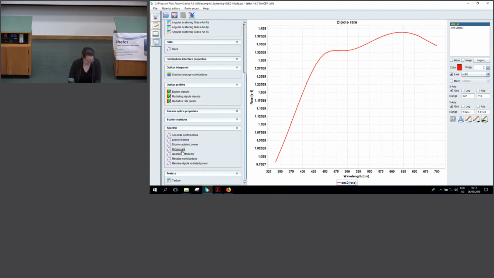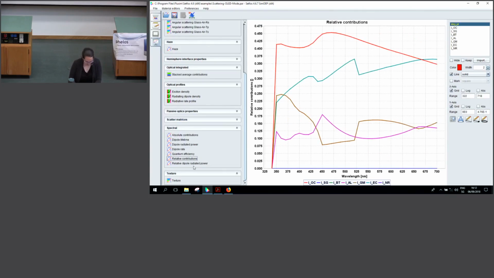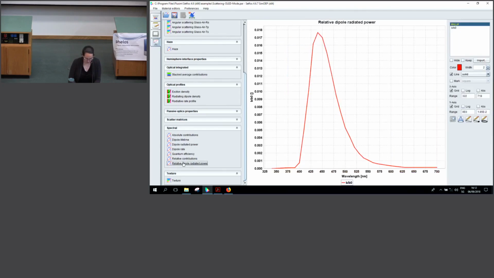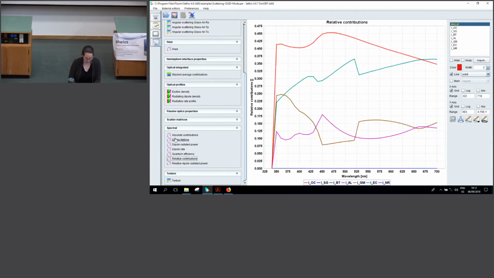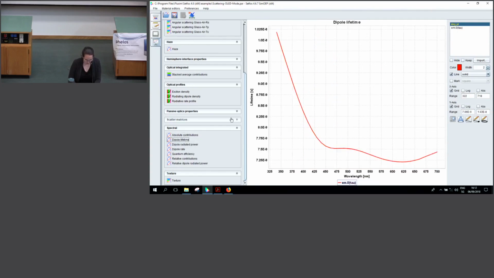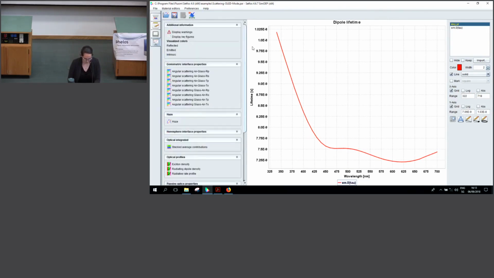These are just the normal mode analysis outputs. So you have the relative contributions, this but not stacked. And here wavelength resolved, and dipole lifetime. So yeah, I think there is nothing else to show.